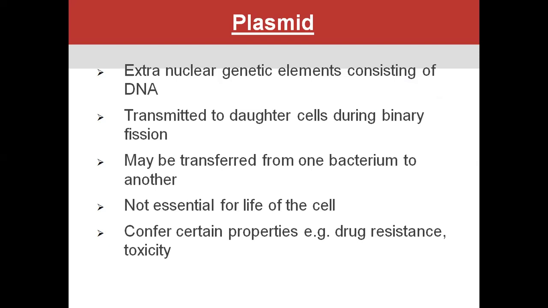They are also transferred from one bacterium to another bacterium by the process called conjugation. So what is conjugation? It is a process of transfer of DNA from an F plus cell to an F minus cell. During the conjugation process, these plasmids transmit from the F plus cell to the F minus cell, and they confer certain properties. They are responsible for drug resistance and toxicity.